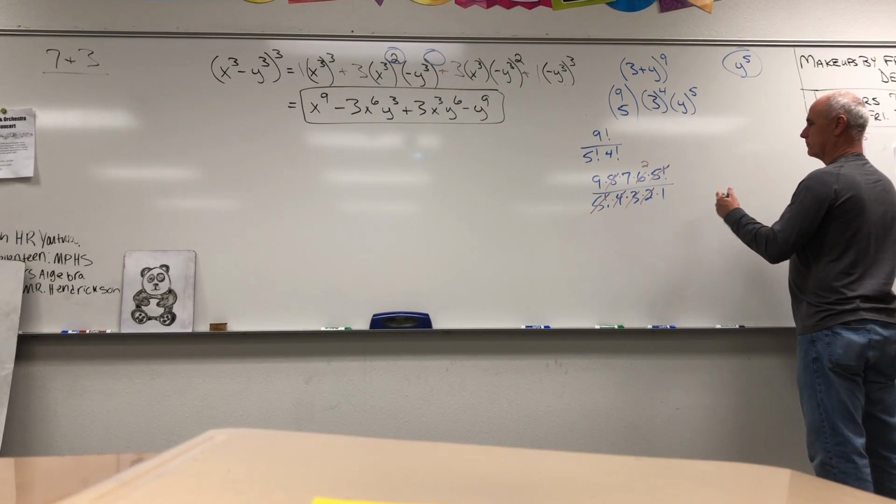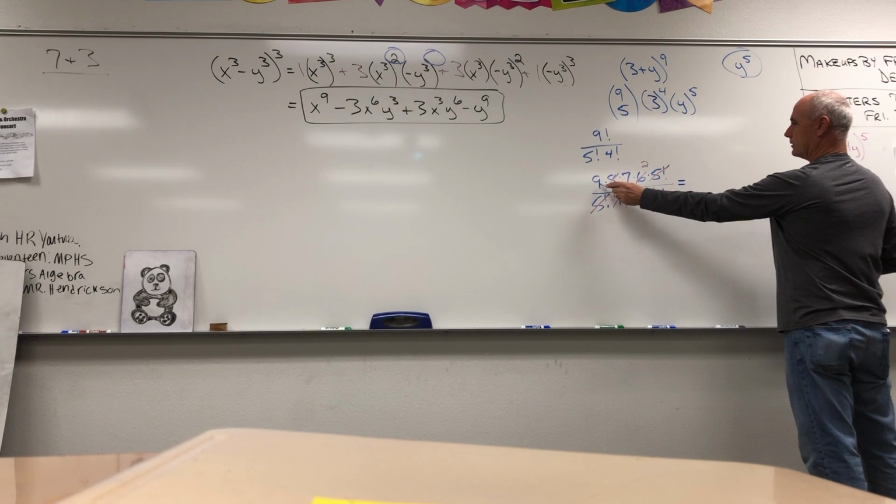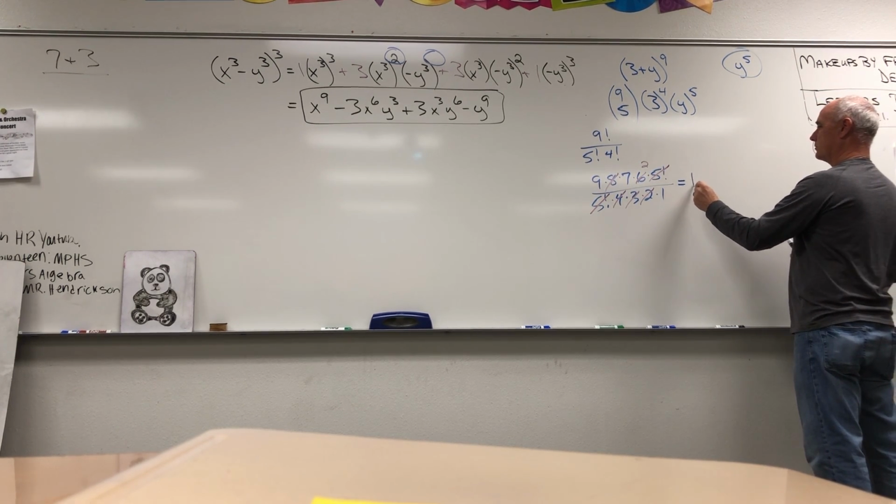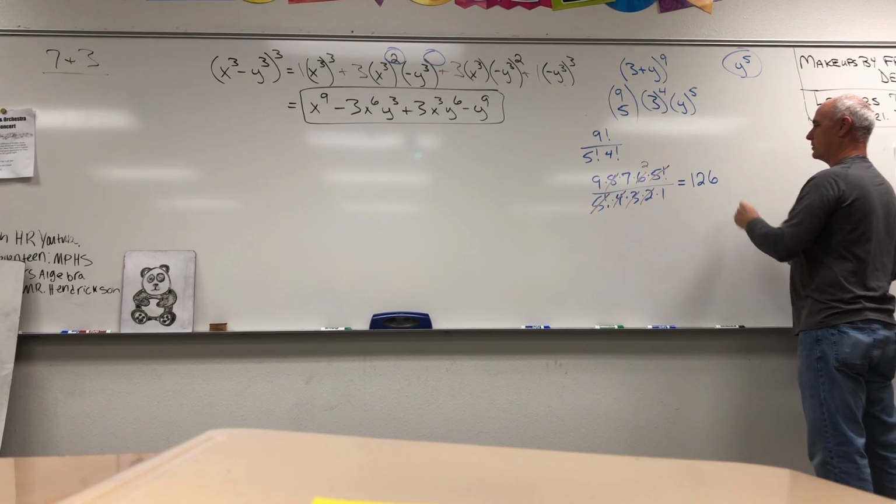Which gives us 9 times 7 is 63. 63 times 2 is 126.